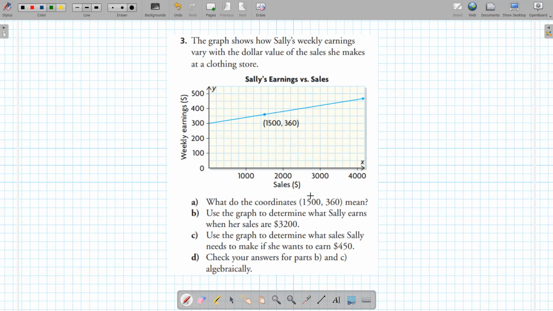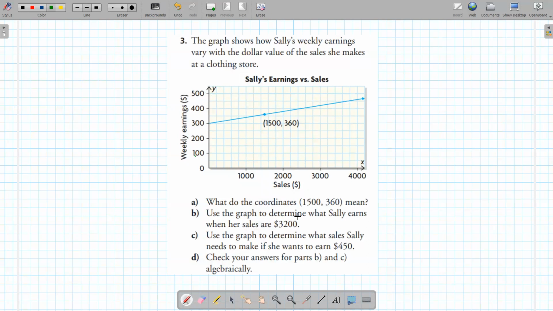This appears to be like a commission-based job. What that means for her is that if she makes $1,500 in sales, okay, her weekly earnings will be $360. That's it. If you make $1,500 in sales, the amount you earn per week that she takes home is going to be $360.